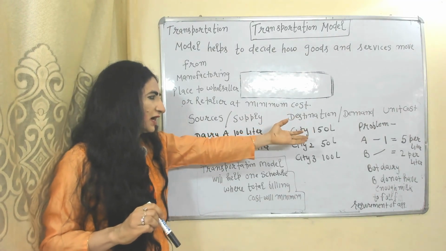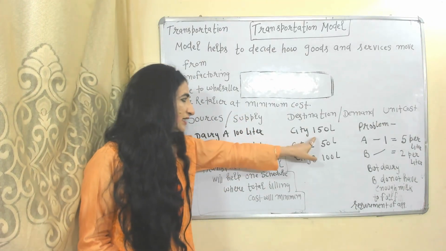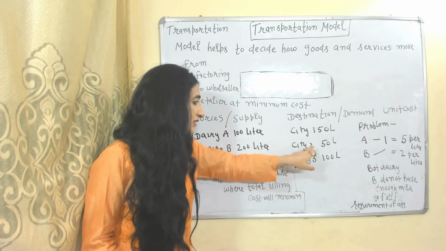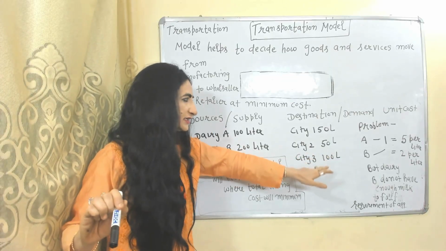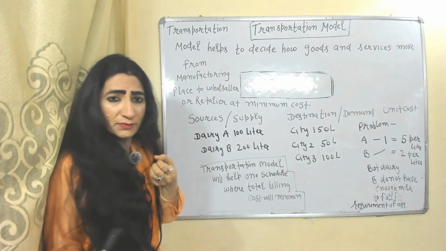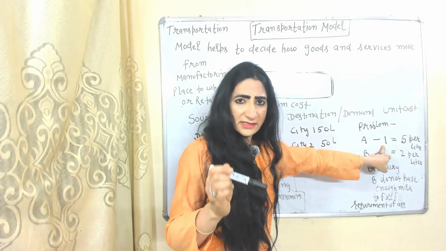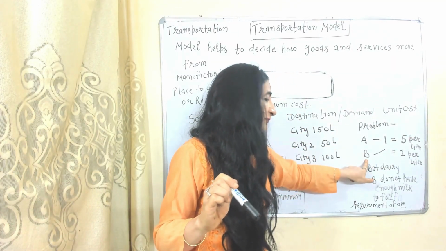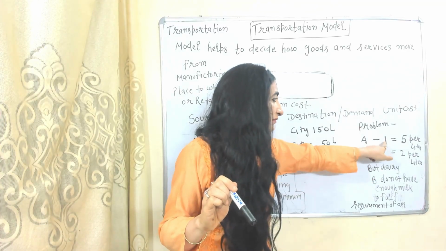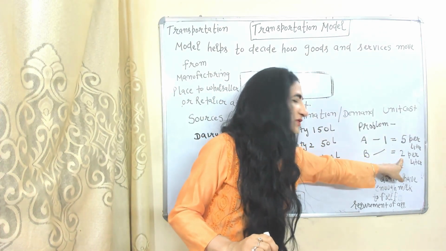Destination or demand means where we have to deliver our goods and services. City 1 needs 150 liters of milk, city 2 needs 50 liters of milk, city 3 needs 100 liters of milk. But what is our main problem? If dairy A sends milk to city 1, then the per liter cost is 5, but if dairy B sends milk to city 1, then the per liter cost is only 2.